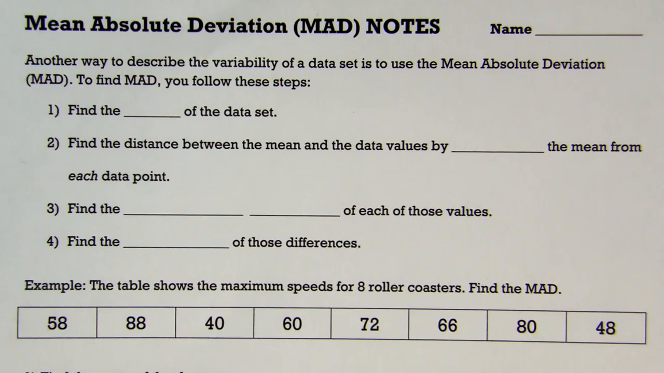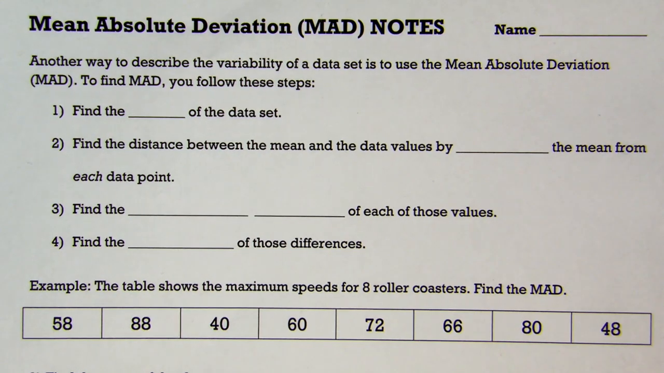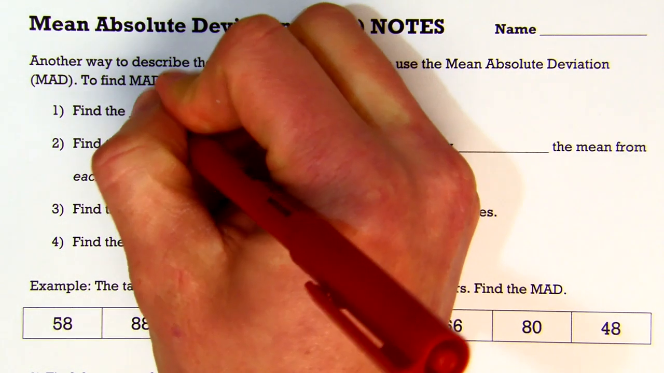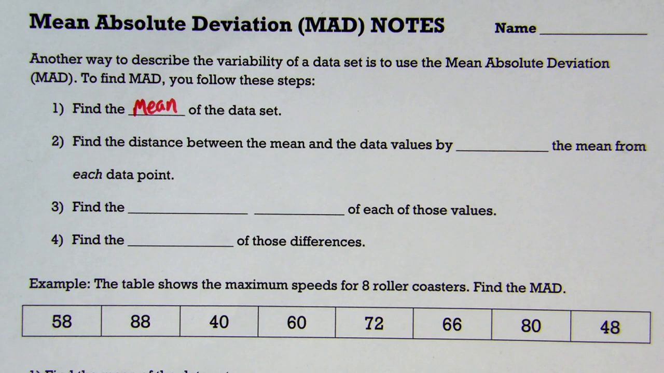Mean absolute deviation, also known as MAD, is another way to describe the variability of a data set. To find the MAD you have to follow these steps. Number 1, find the mean of the data set. So you're going to find the average of the data set.